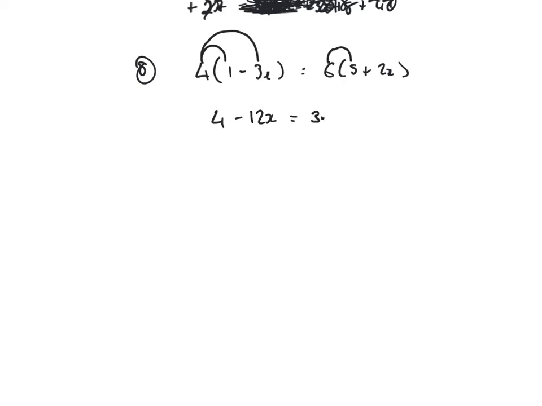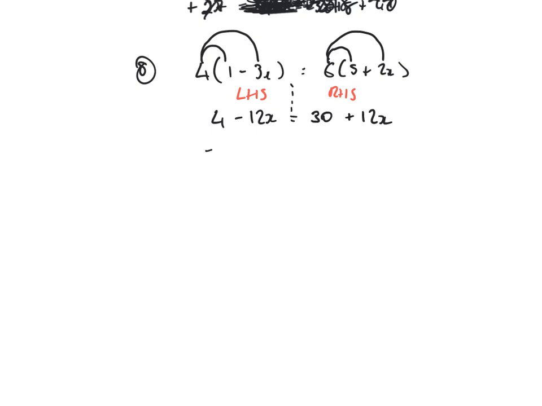Okay, example 8. 4 bracket 1 minus 3x is equal to 6 bracket 5 plus 2x. Okay, 4 lots of 1 is 4. 4 lots of minus 3x is minus 12x, is equal to 6 lots of 5 is 30. And 6 lots of 2x is 12x. Letter terms to the left, number terms to the right. The equal sign is in the middle.